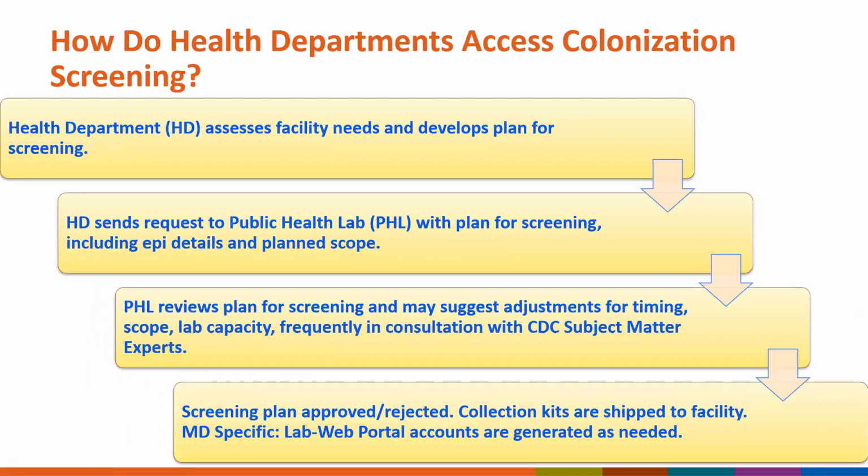So how do health departments access colonization screening? First off, a health department will assess a facility and what their needs are, and then develop a plan for screening. They'll send this request to the public health lab with the plan for screening, including epi details and the plan scope. The public health lab will review the plan for screening, and we may suggest some adjustments for timing and scope based on our lab capacity, and we're frequently in consultation with subject matter experts when we do this consultation. Once we've done that, the screening plan will either be approved or rejected.